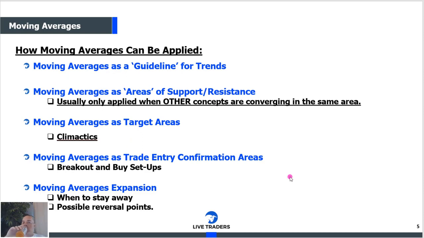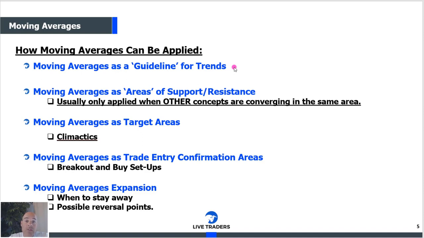So what are they good for? And it's an important question. How can they be applied to your charts effectively? And that's the key part, effectively. There are really five ways we use moving averages. One, they can be used as a guideline for trends. Now, obviously, as you get better and better at reading charts, you don't need moving averages to tell you a stock is in an uptrend or a downtrend.